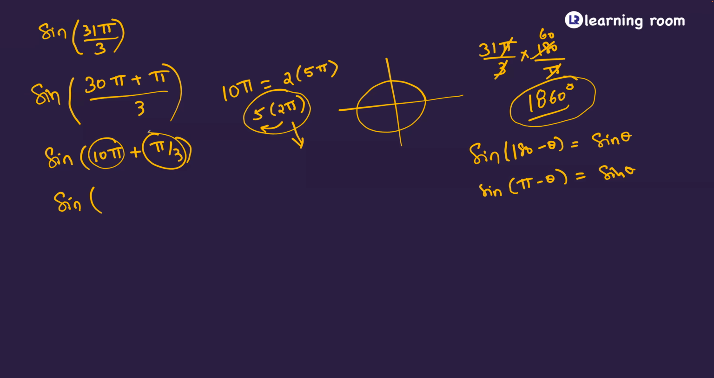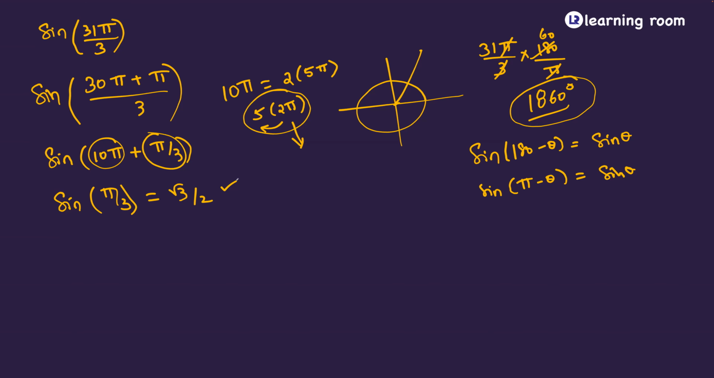So sine of 5 full rotations plus pi by 3. I told you one thing, remember: whenever it is an even multiple of 180, you should write the same trigonometric ratio. So it will be sine of, what is this angle? So what is sine pi by 3? It is root 3 by 2. This one, you will get it by practice. But the first point that I want you to understand is how to break it into different values.